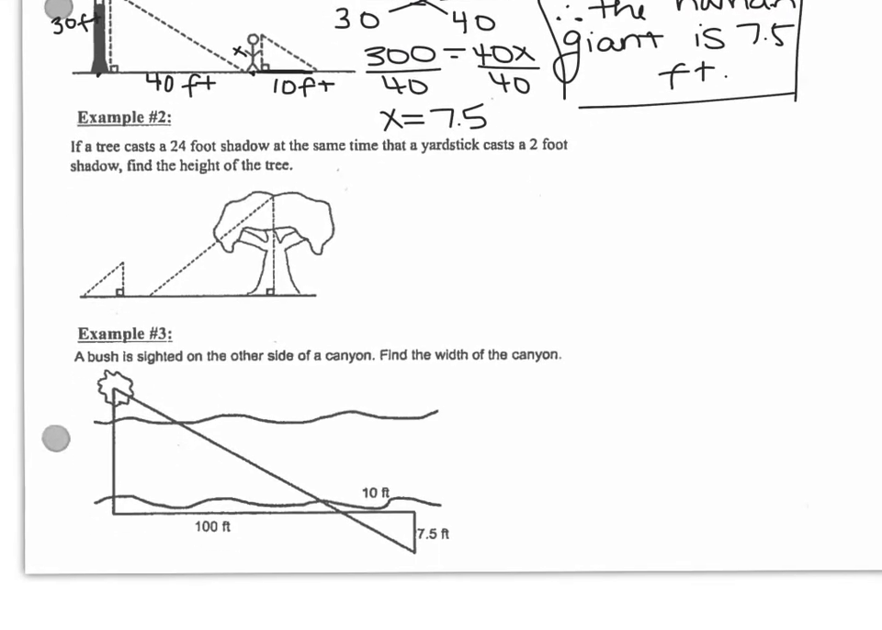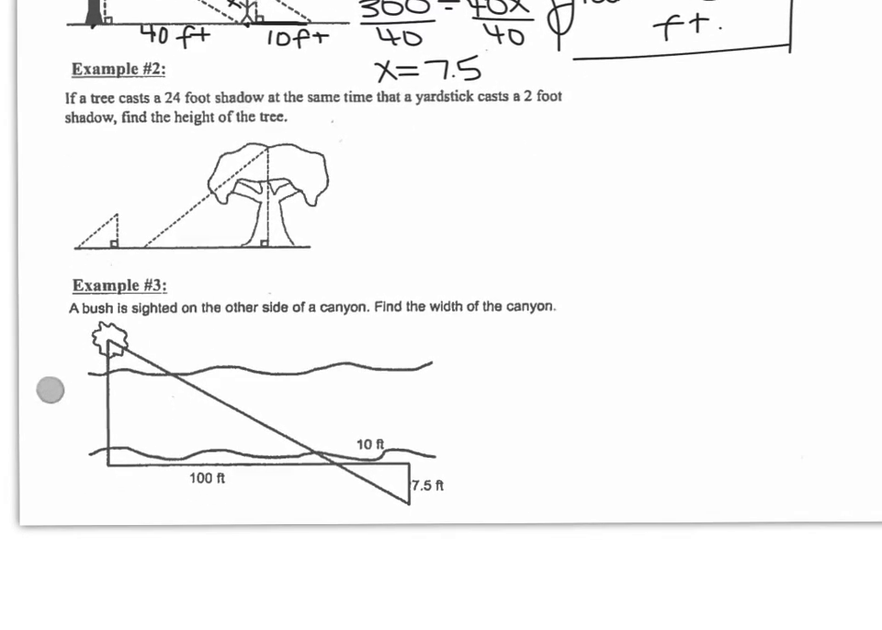So let's go ahead and look at the next one. If a tree casts a 24-foot shadow at the same time that a yardstick casts a 2-foot shadow, find the height of a tree. So it says the tree casts a 24-foot shadow. So where is the tree shadow? Well, the tree shadow is down here, so that's 24. And at the same time that the yardstick casts a 2-foot shadow. So here's my yardstick. So its shadow is here, that's 2. Find the height of the tree. So the height of the tree, that's X right there.